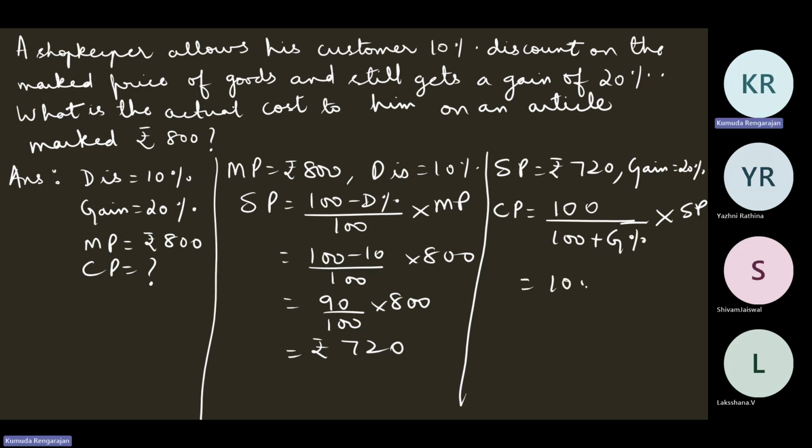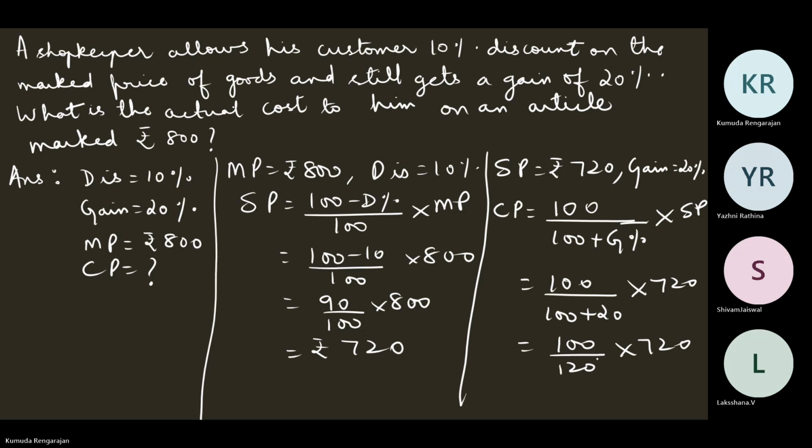So this is 100 by 100 plus 20 into SP, 720, so 100 by 120 into 720. Children, you should not cancel 100 and 100. You need to add 100 plus 20, which is 120. Now on simplifying this, we get 600. So the cost price of the article is 600.